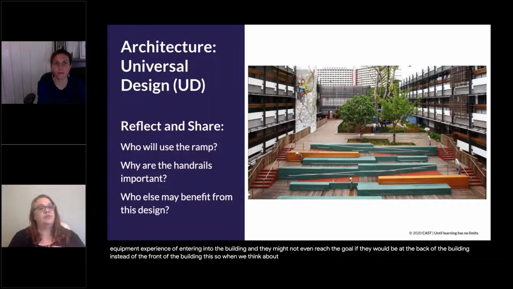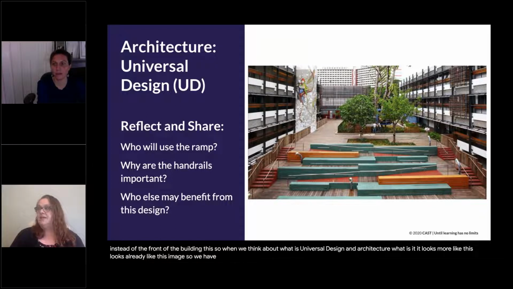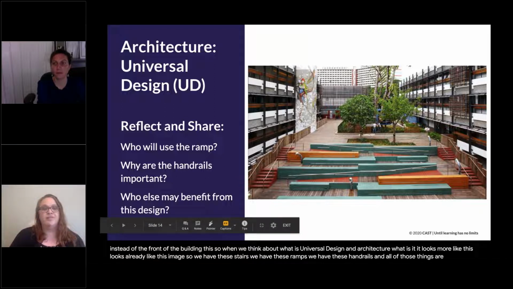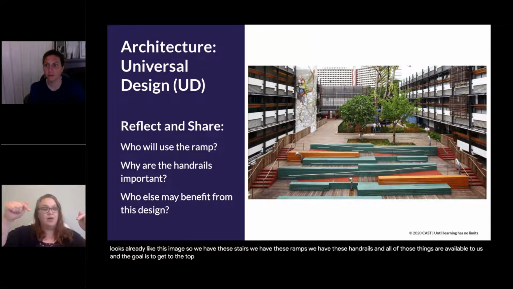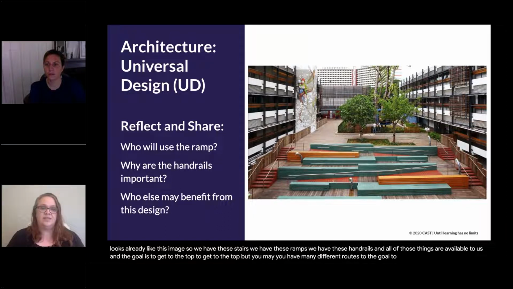So when we think about what universal design and architecture is, it looks more like this image. We have these stairs, we have these ramps, we have these handrails, and all of those things are available to us. And the goal is to get to the top, but you have many different routes to the goal.